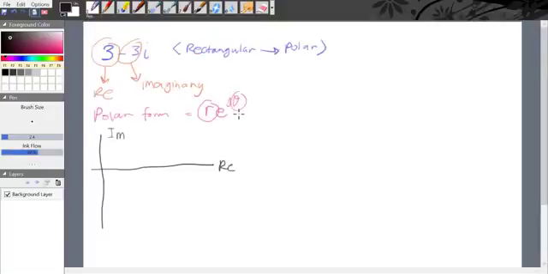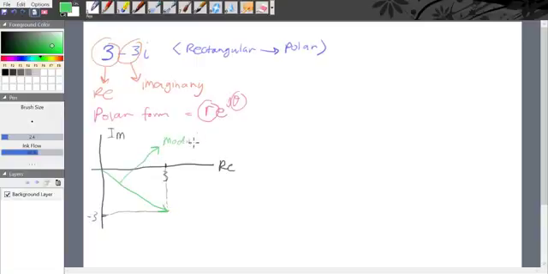Since we know that 3 is the real part, we have a point over here, and minus 3 is the negative imaginary part. From these two points, we can easily find the modulus, which I will draw as the green line over here. So the green line is what we call the modulus.